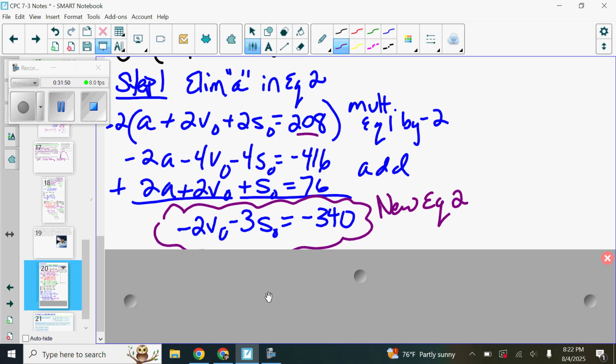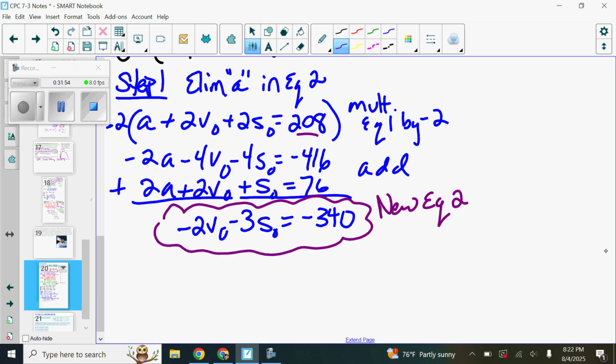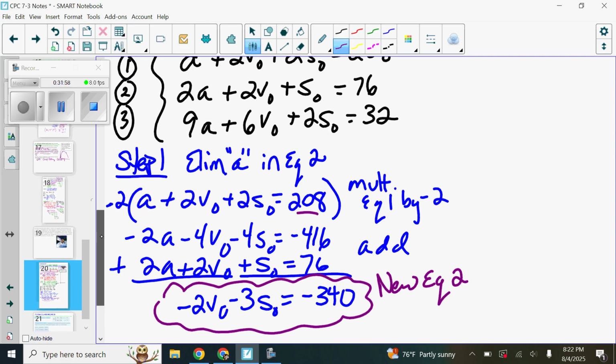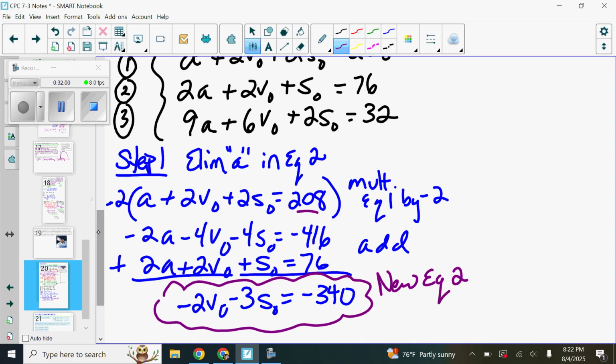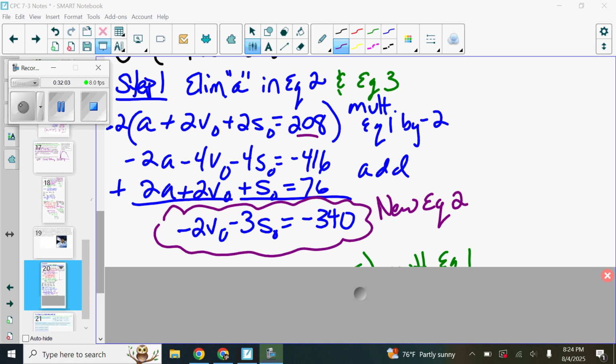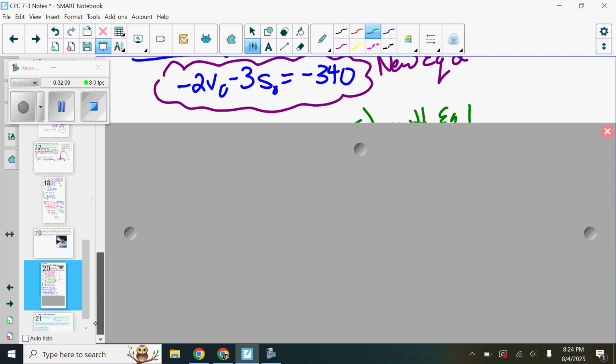Now I'm going to do the same thing and eliminate the a in equation 3. So same idea. I'm going to make opposites for that one and go ahead and eliminate the a. All right, for the next part of the quest, we're trying to eliminate the a in equation 3. So I'm doing that next part in green just so we can have a different idea.